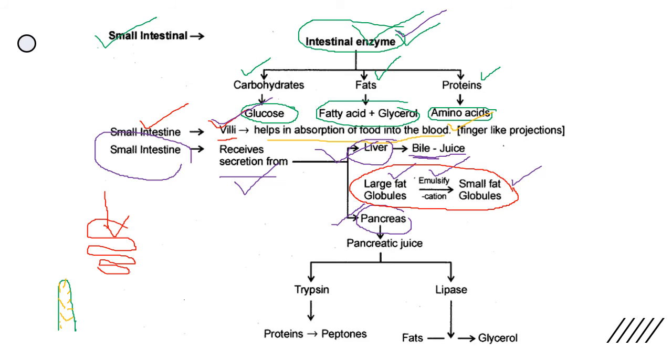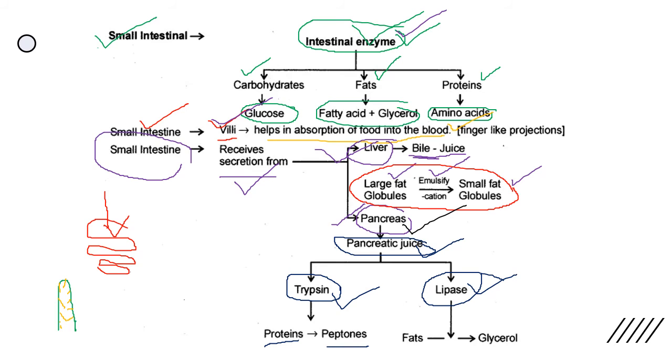The next one is the pancreas. Can you see here? The pancreas. What is the function of the pancreas? It secretes the pancreatic juice. And pancreatic juice contains two types of enzymes, that is trypsin and lipase. These are the two enzymes present in the pancreatic juice. And what is the function of trypsin? It helps in the digestion of proteins into peptones, and fats into glycerol.